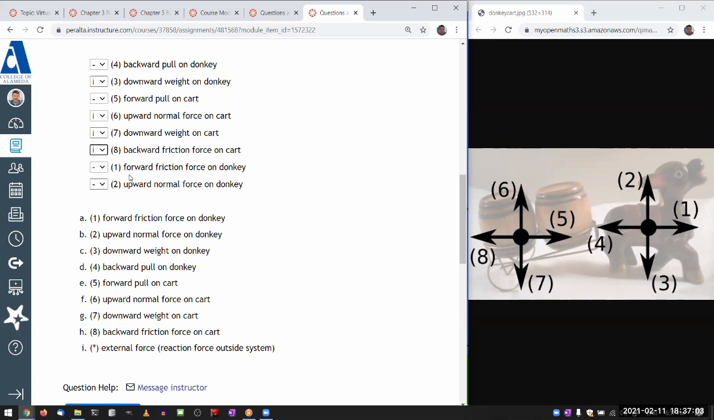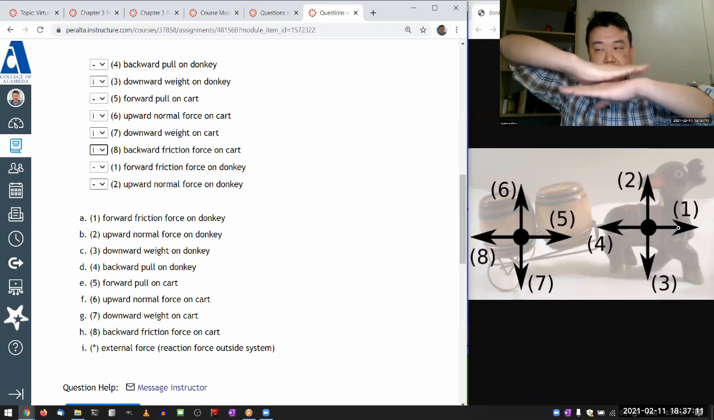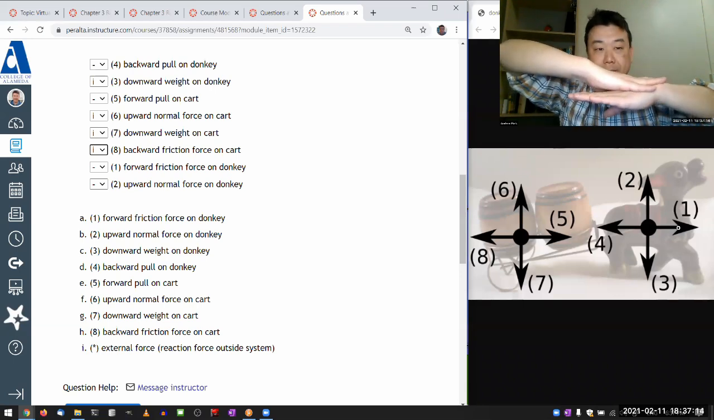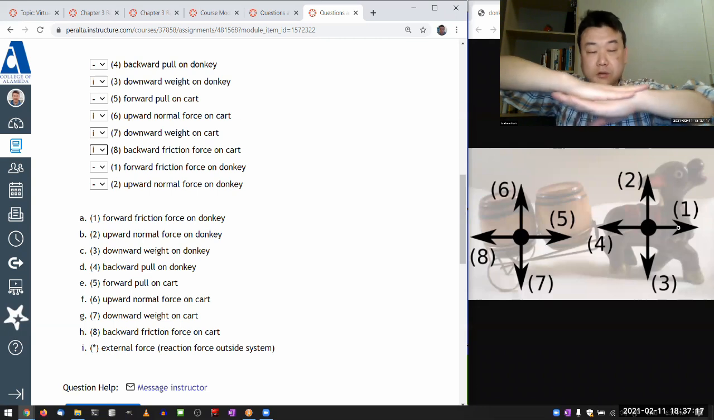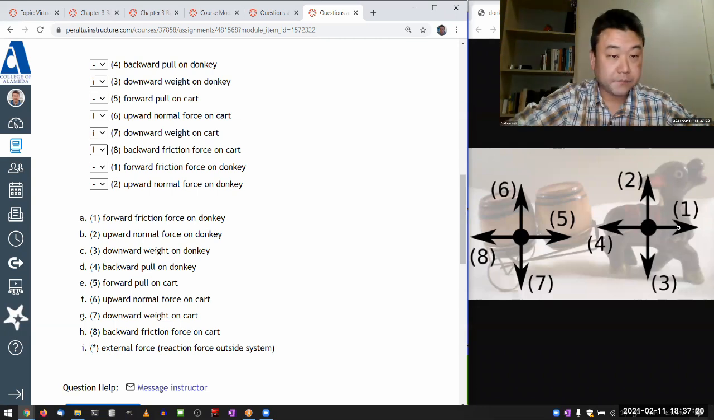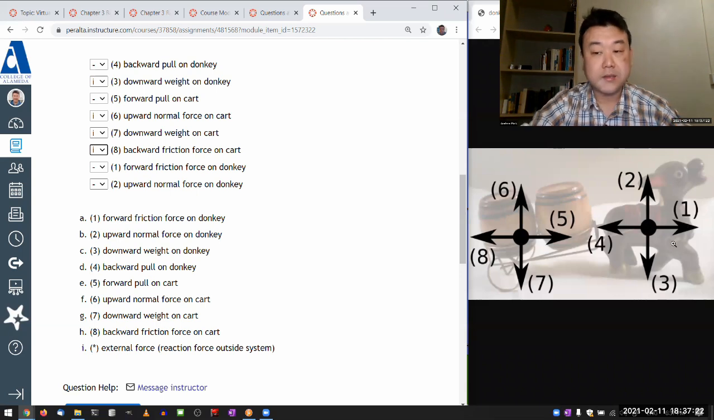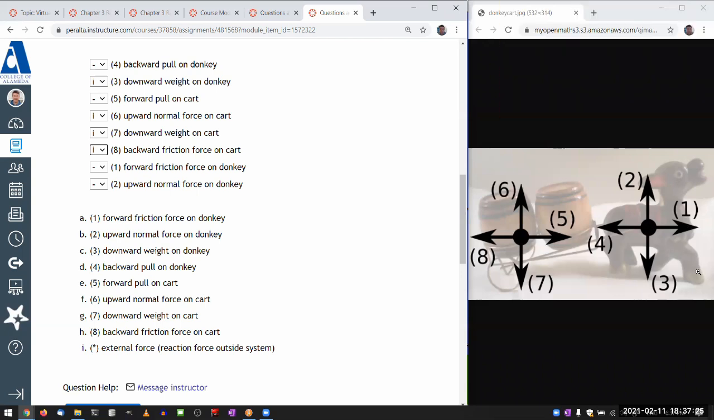Let's keep going. Forward friction force on donkey. Oh, yeah. This is how we walk around, really. When we are walking, imagine this is my foot, and the way I move is I'm actually pushing the ground back, and the ground pushes forward on me. So this forward friction force is a force of interaction between the foot of the donkey and the ground. The ground is exerting that force, so that's an external force. Upward normal force on donkey, that's an external force for the same reason. So quite a few external forces.